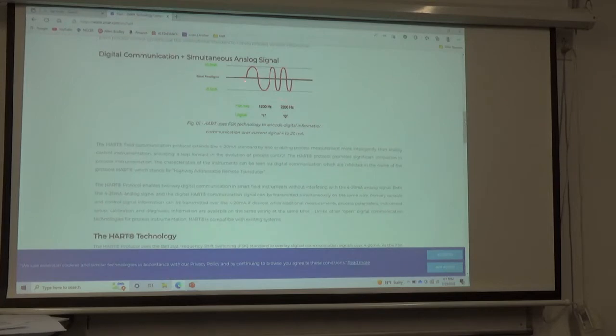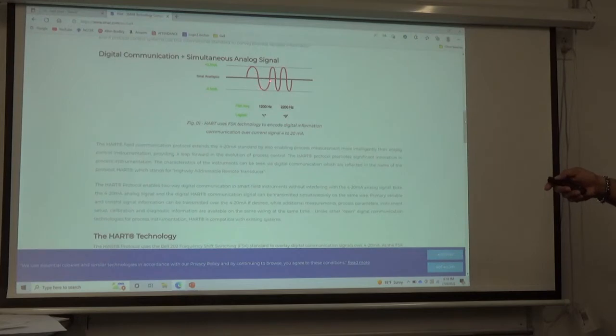In the HART communication signal, this is your analog signal right here. So let's just say that this analog signal is 10 milliamps. So in HART, it superimposes a plus 0.5 milliamp signal and a negative 0.5 milliamp signal. So this is one cycle right here.